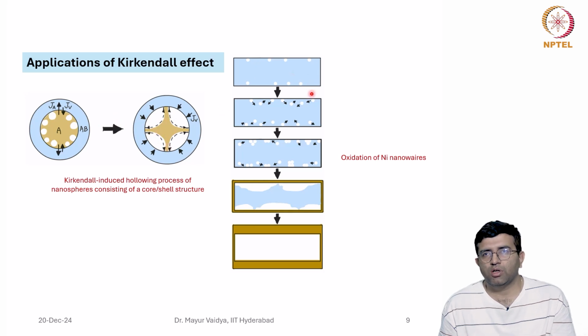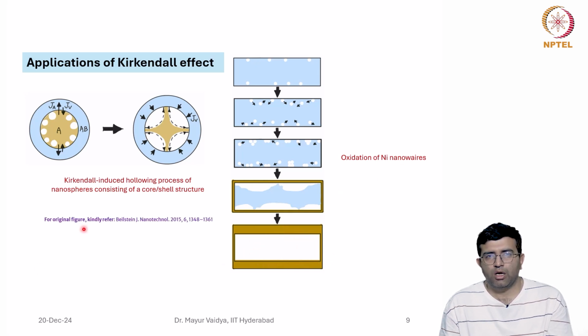Similarly, you have the oxidation of nanowires. For example, here nickel nanowires, where during the oxidation, because there is interdiffusion happening, Kirkendall pores are generated, which again combine with each other, and you get something like a tubular structure. So, these wires get converted into tubular structures. For the original figures, you can refer to this paper. These are the schematics shown here, which are adapted from the paper.